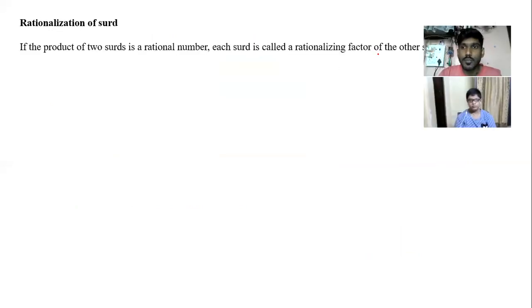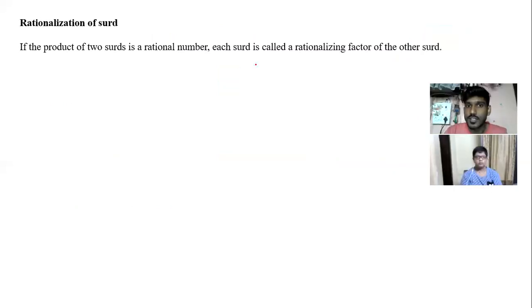Okay. Now, the next very important concept is called rationalization of surds. Let's understand what rationalization is. If the product of two surds is a rational number, like the previous example which you solved, each surd is called a rationalizing factor of the other surd. So let's see with a very simple example.